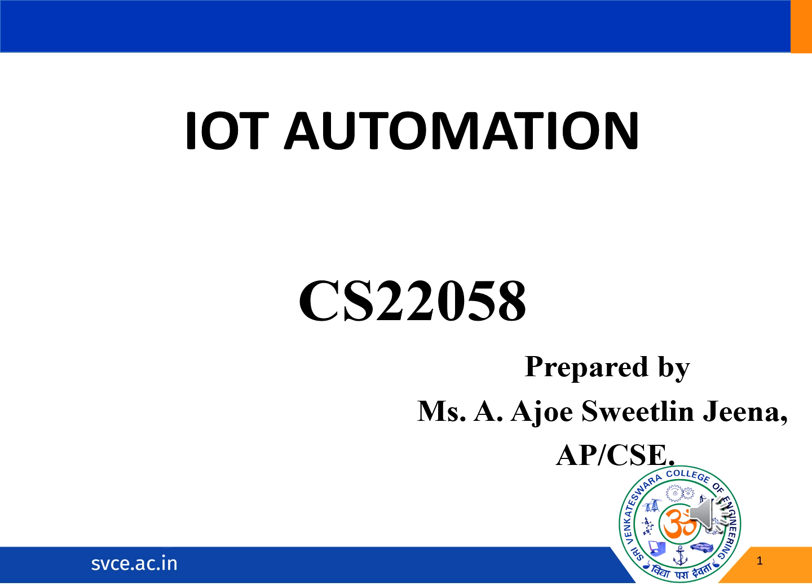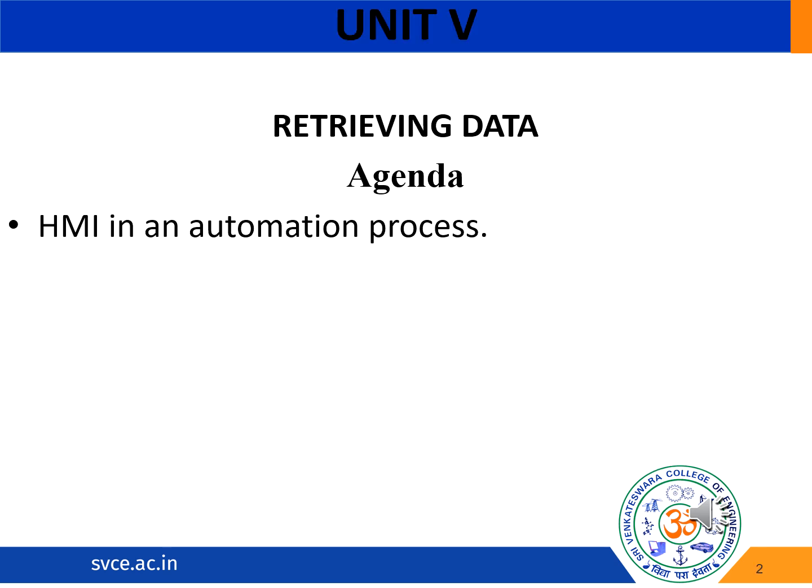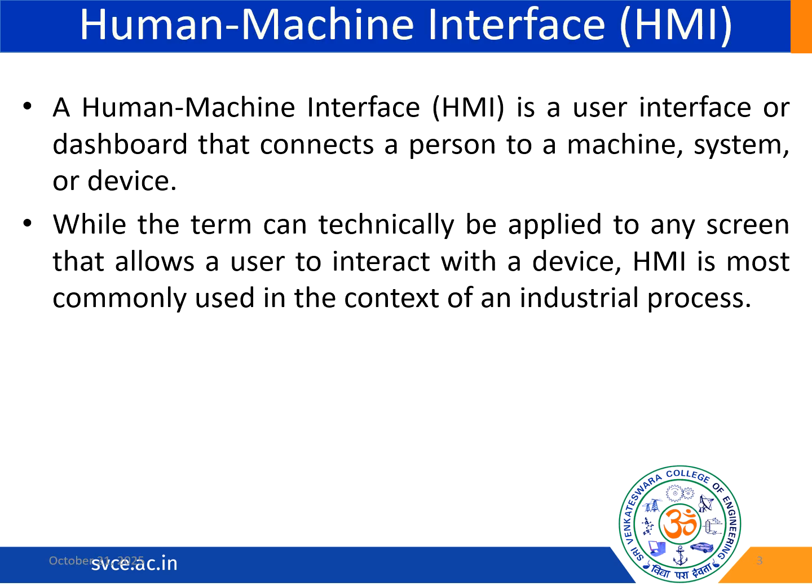Hello students. So today we'll be seeing about Unit 5, and here you will be seeing in detail about human machine interface. So this is today's agenda. We'll be saying HMI in an automation process. HMI is nothing but human machine interface. So we'll see basically what is human machine interface.